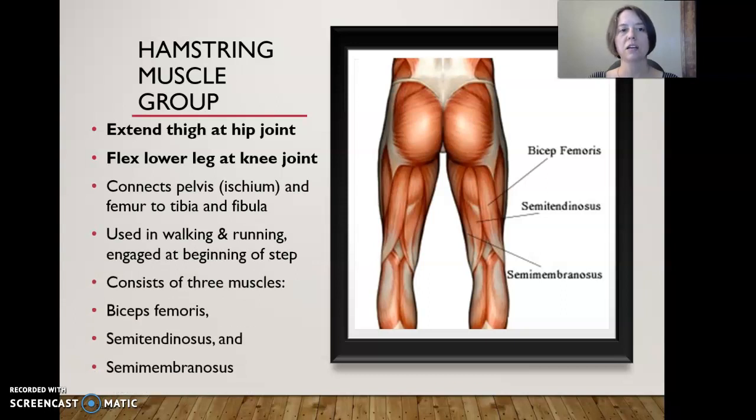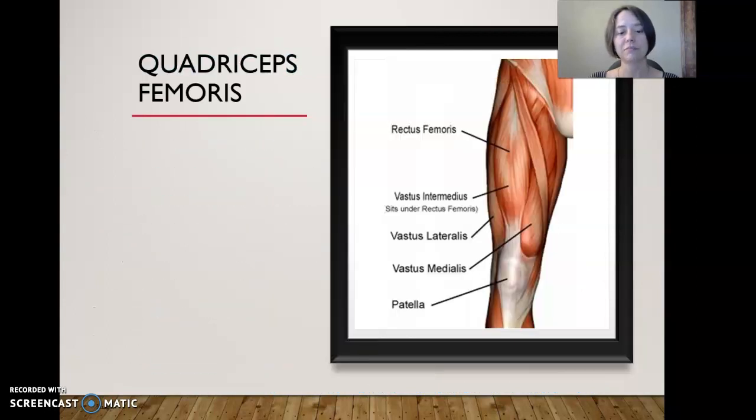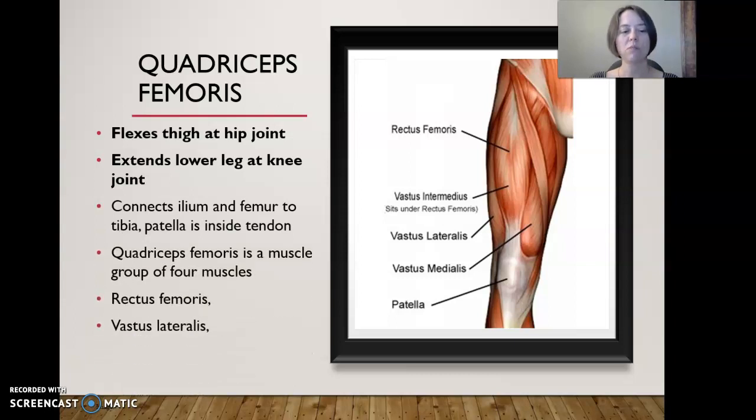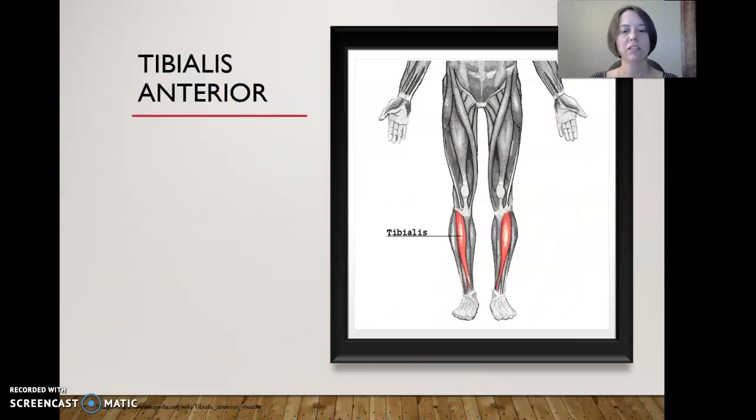And a lot of people have tight hamstrings. The quadriceps femoris, which flexes the thigh at the hip joint and extends the lower leg at the knee joint, and is actually 4 muscles, and you use it for basically everything.